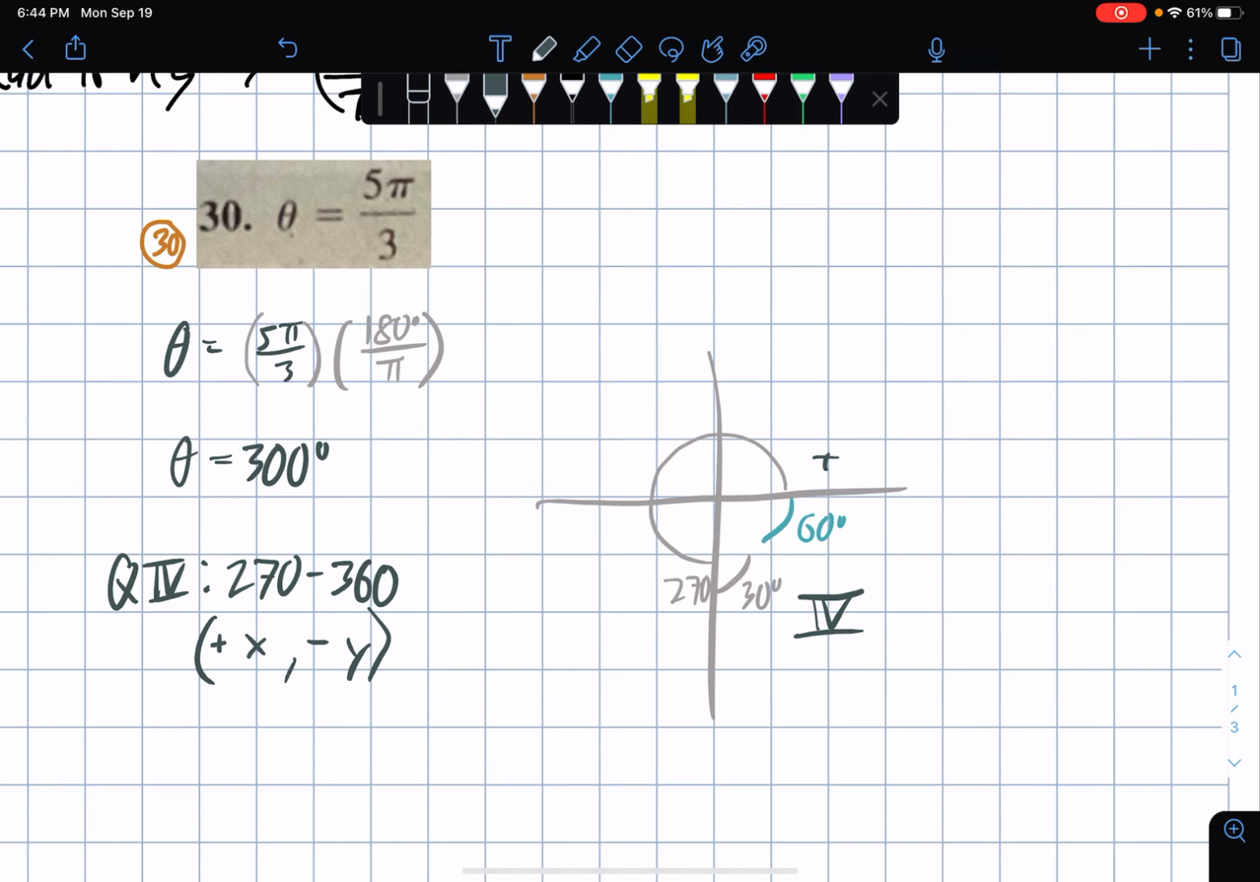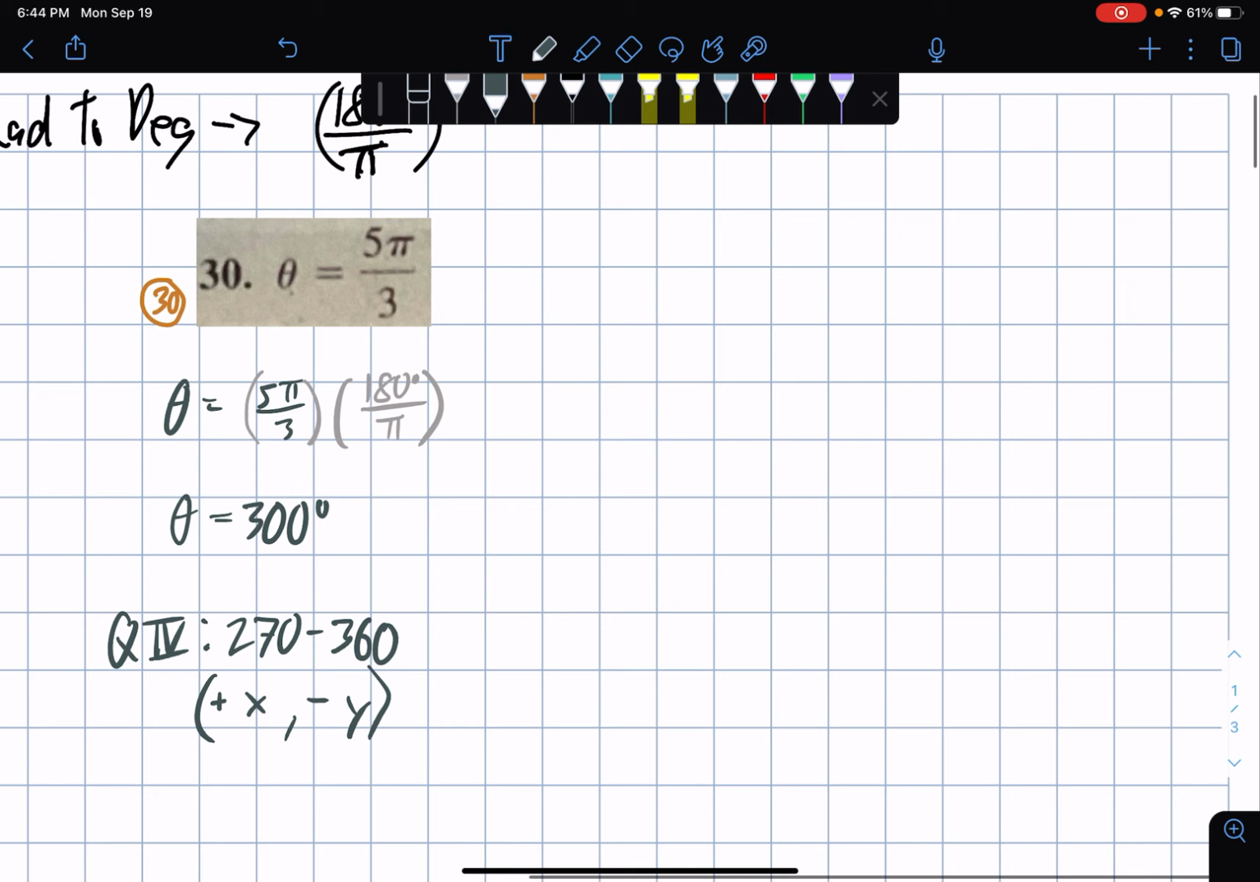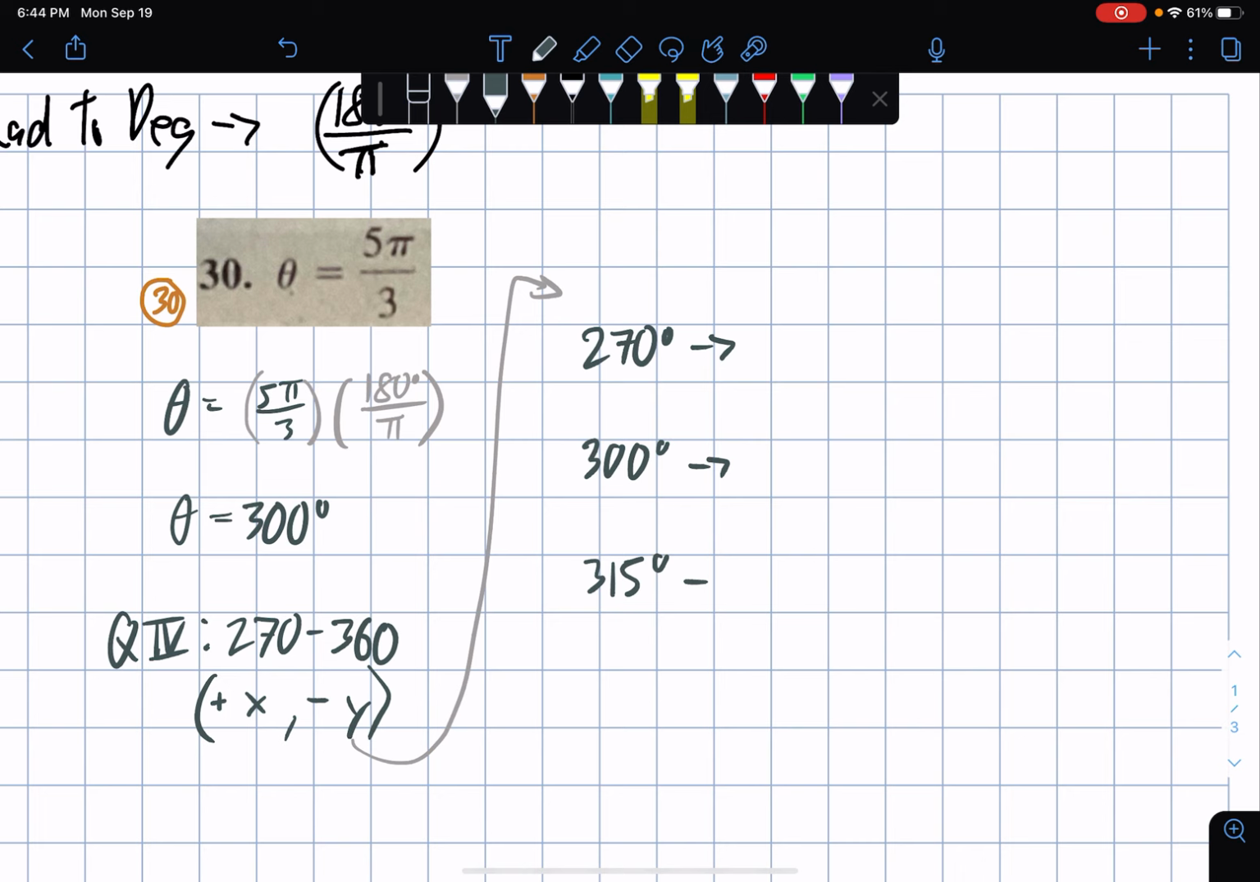Let's remove this already. So quadrant 4, let's start with 270 degrees and then 300 and then 315 and 330. What are their distances? We had plus 30, plus 15, plus 15. So 270 degrees, as I stated earlier, is 3 over 2 pi.